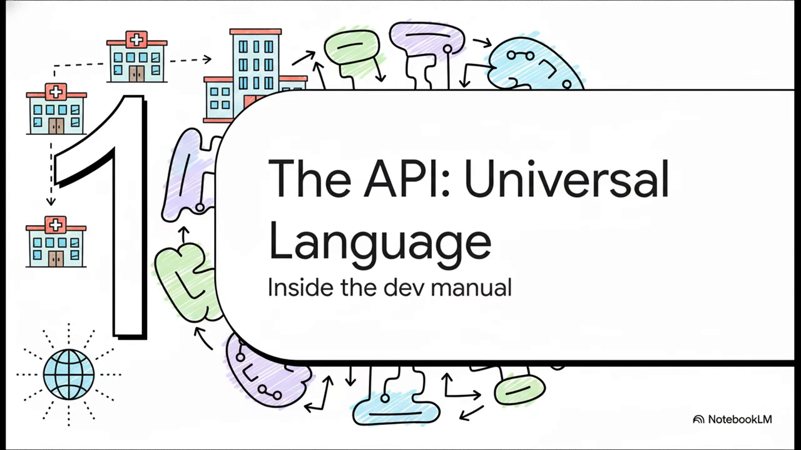So how does this whole digital nervous system actually communicate? What makes it all tick? Well, the secret sauce is something called a web API. And to really get it, we're going to do something a little different today. We're going to peek inside the system's official rulebook, the DHIS2 Developer Manual.